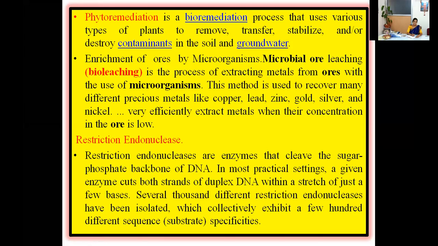Now let us go through what are restriction endonucleases. Restriction endonucleases are enzymes that cleave the sugar phosphate backbone of DNA. In most practical settings, a given enzyme cuts both strands of double helix DNA within a stretch of just a few bases. Several thousand different restriction endonucleases have been isolated, which collectively exhibit a few hundred different sequence specificities.